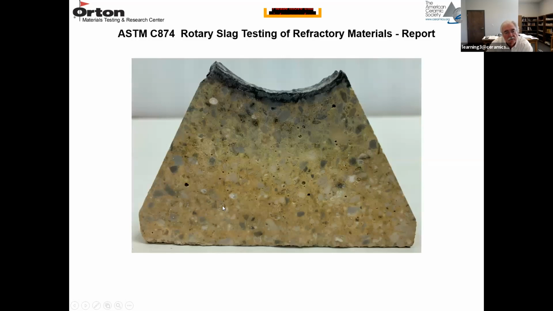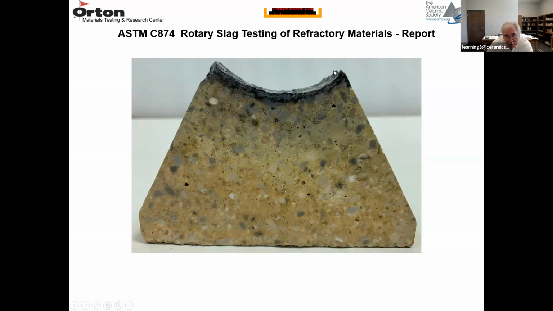And if you cross-section that sample, it looks something like this. This looks like a fire clay, or like a Super Duty fire clay refractory. And this is the cut. This used to be a horizontal line parallel to this line.